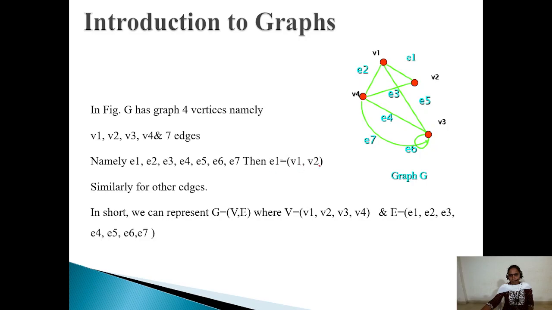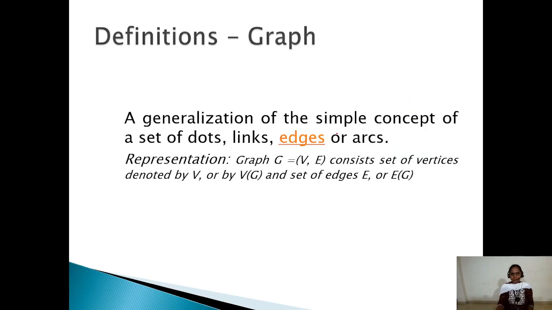In short, we can represent this graph as G of V comma E, where V means vertices and E means edges. V equals V1 vertex, V2 vertex, V3 vertex, V4 vertex. Here one self loop is there, E6, which means V3 is self connected. E equals E1 edge, E2 edge, E3 edge, E4 edge, E5 edge, E6 and E7. This is one example of a graph.